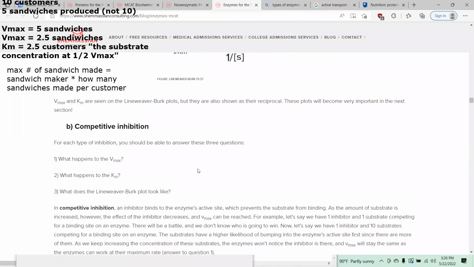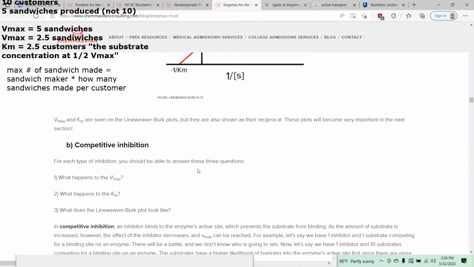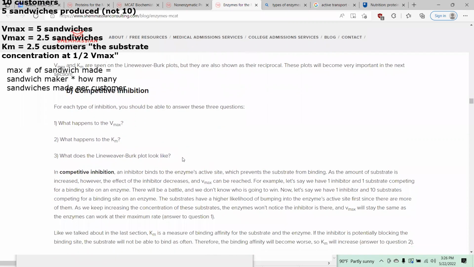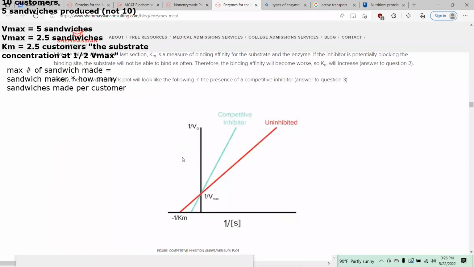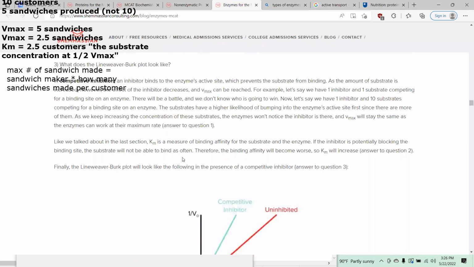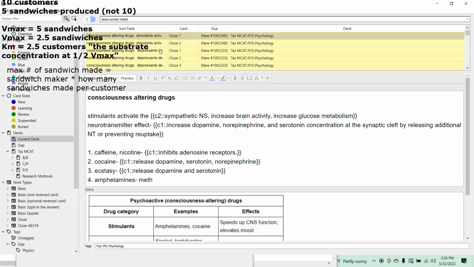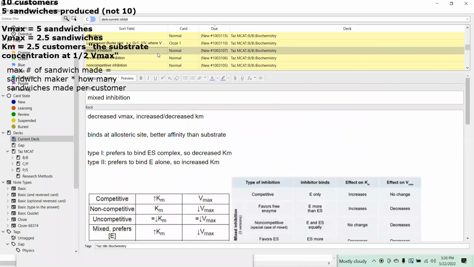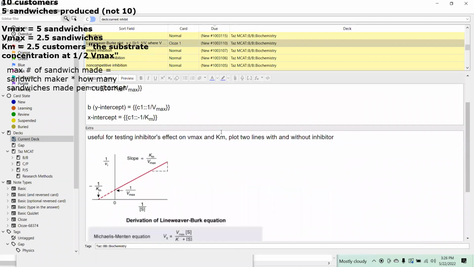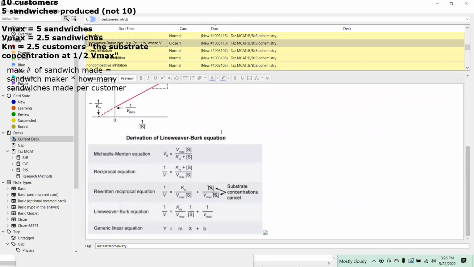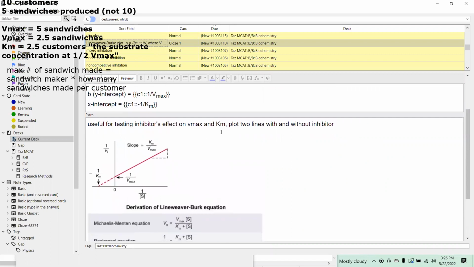And so then there are different types of inhibition of enzymes. So enzymes can become inhibited by, let's see. Enzyme, yes, here we are. Okay.